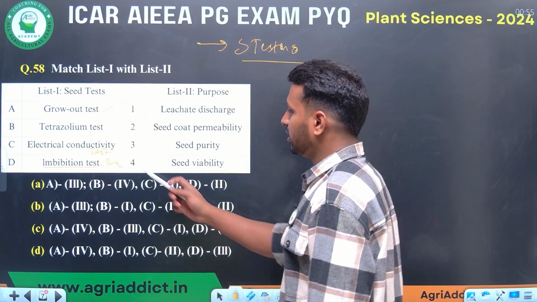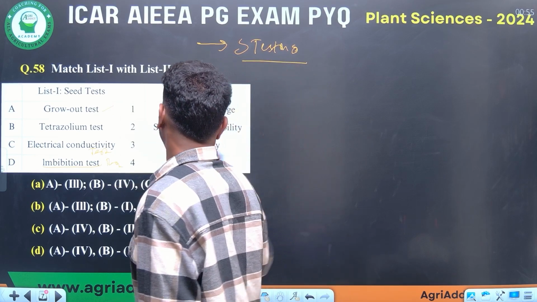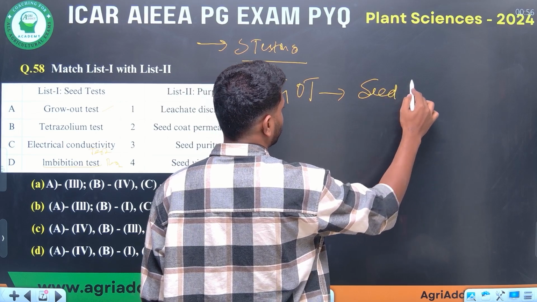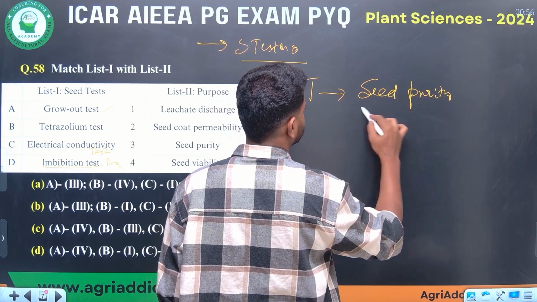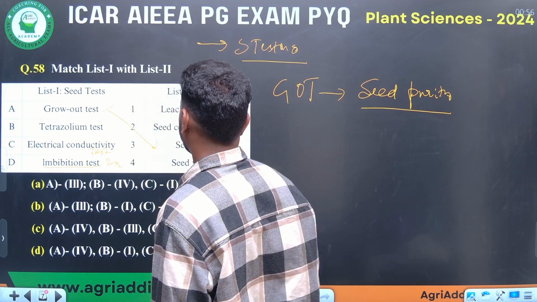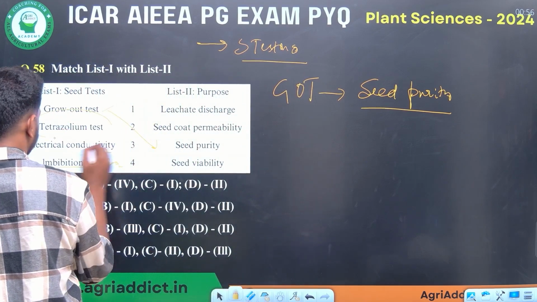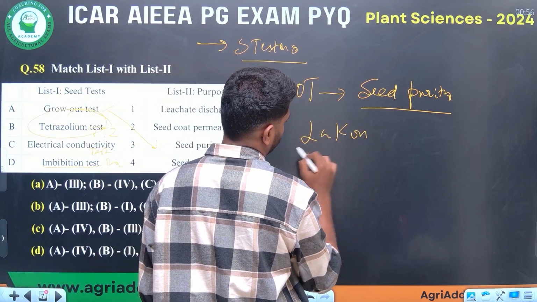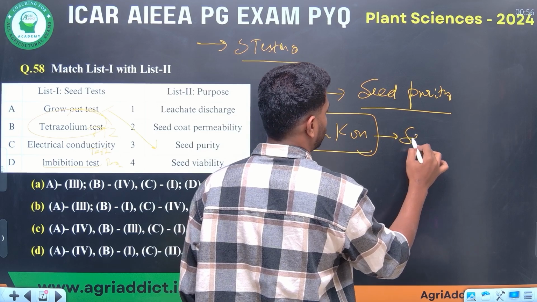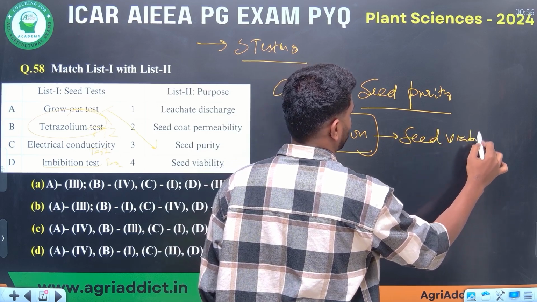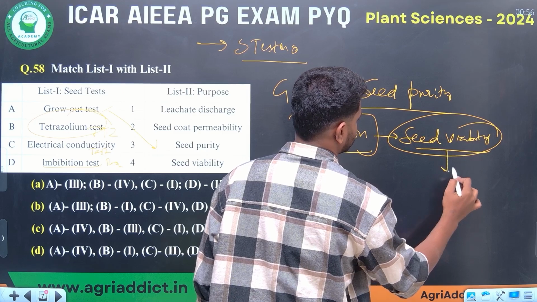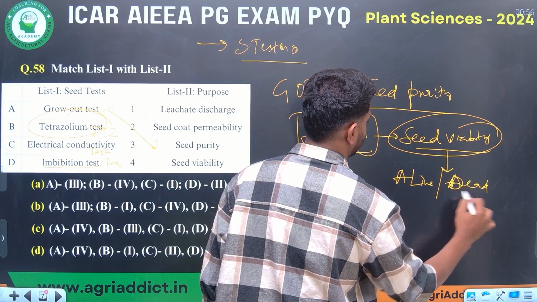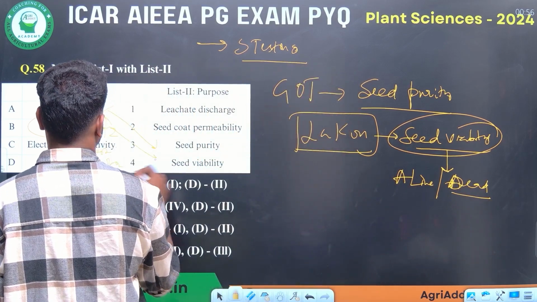For example, here you can see the growth test. Everyone knows it is like GOT, right? Why is it done? It is for genetic purity, or can we write it as seed purity test? So that is done. And tetrazolium: everyone knows this is TTZ, and it was given by Lakon. This is a seed viability test. And what is seed viability, if I ask you? This is a test which says whether the seeds are alive or dead, right? So this is for seed viability, the second one.